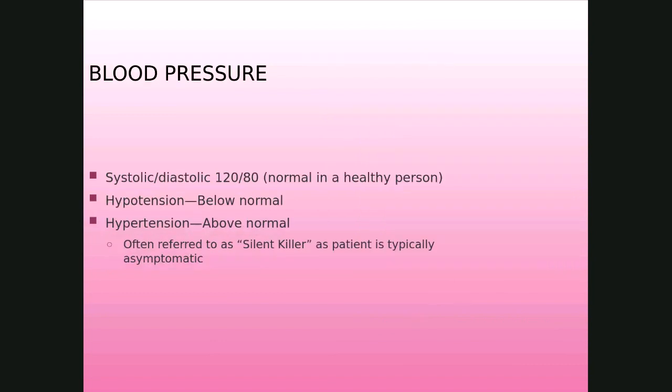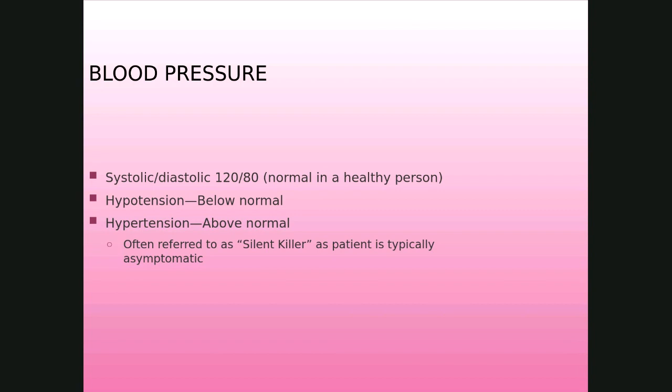The systolic number, like I said, is always written over diastolic, so 120/80 is normal in a healthy person. Ideally, you want that or lower. If they have hypotension, then they are below normal. Again, it's not necessarily a bad thing to have low blood pressure unless it's so low that you're actually passing out. And hypertension would be consistently running greater than 120/80, which is the high side of normal.